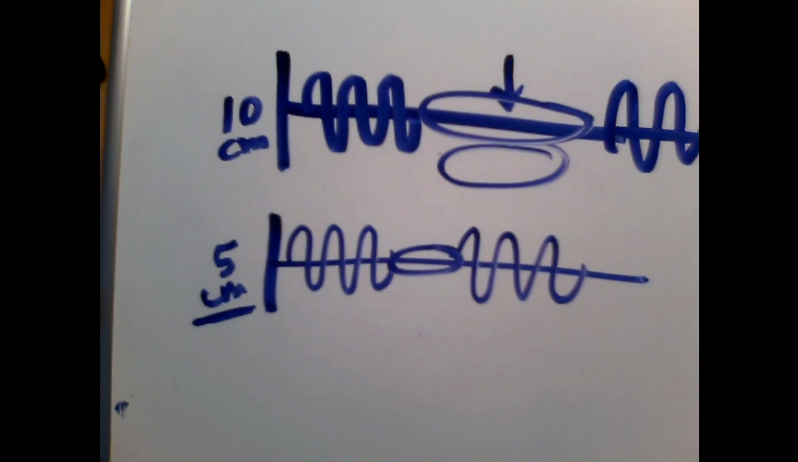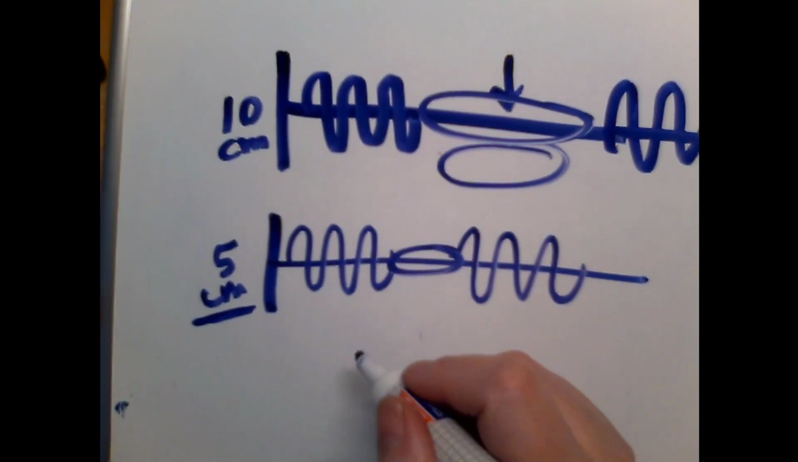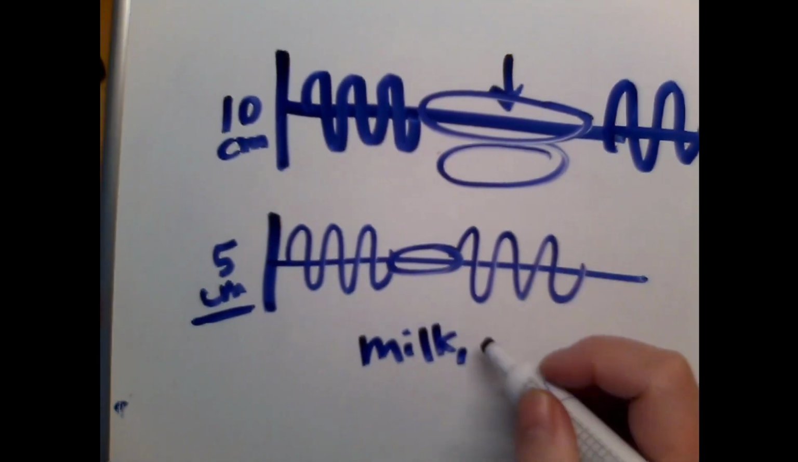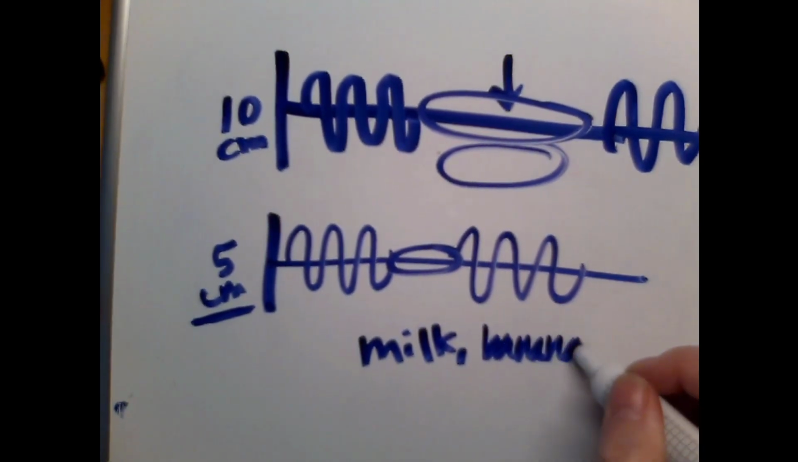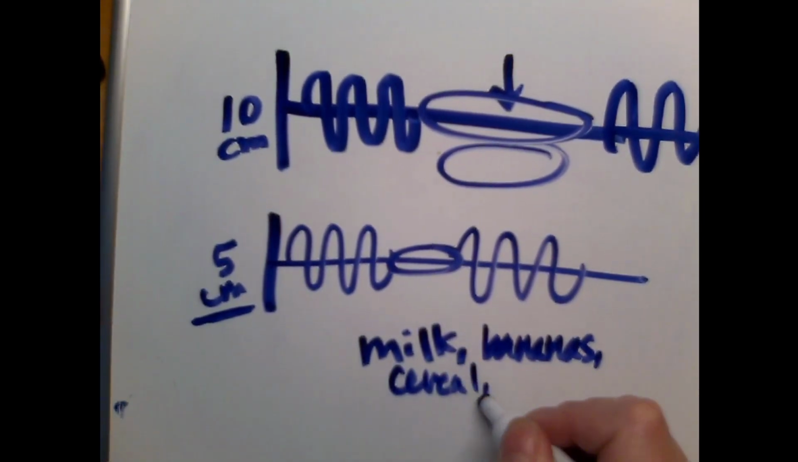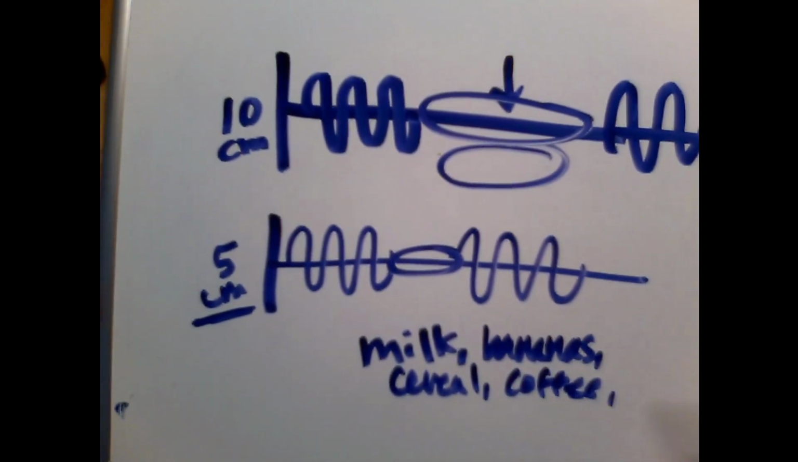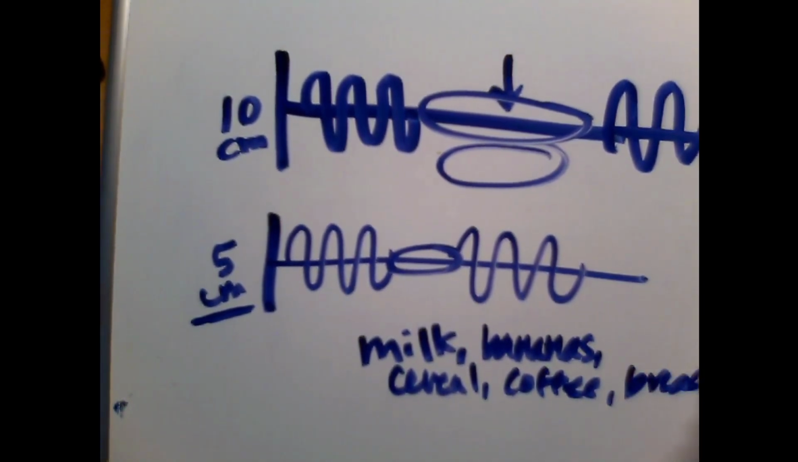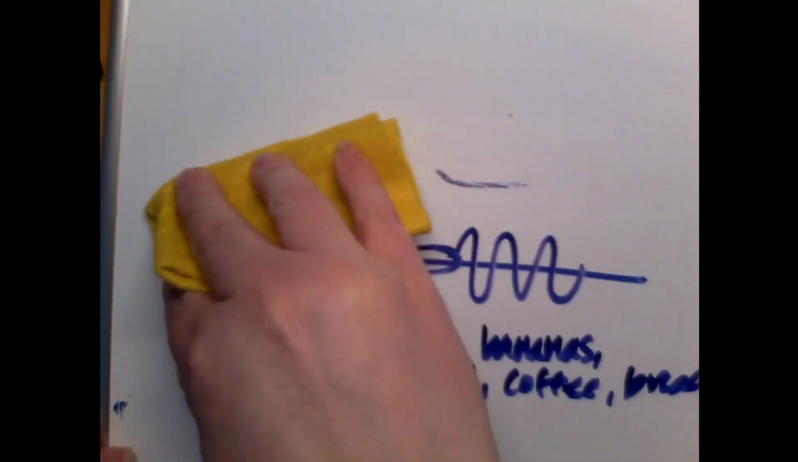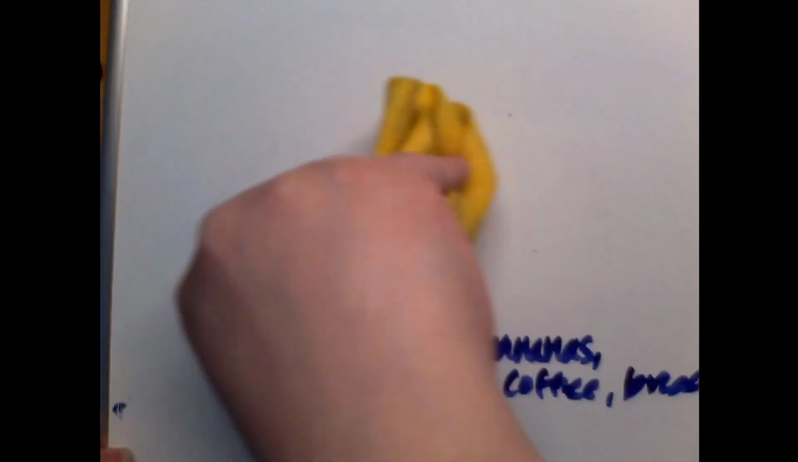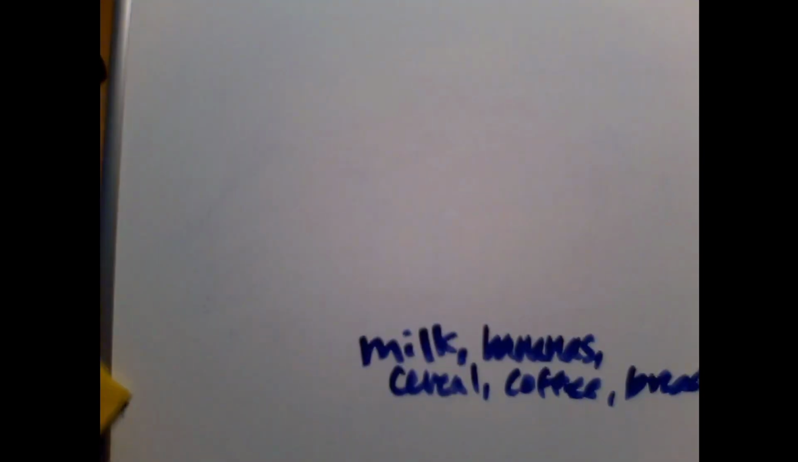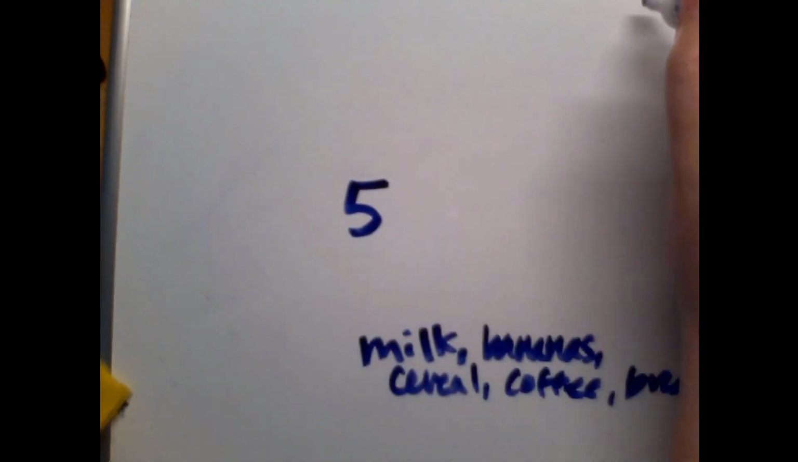So another example that I use is to think about a grocery list. Maybe you have to get 5 things on your grocery list. Let's say you have to get milk, bananas, cereal, coffee, and bread. Apparently we're having breakfast. Okay, so we have 5 things to get from the grocery store. And we have 2 grocery stores that are near our house. We have one that's 5 miles away, and we have one that's 10 miles away. So here's our 5-mile store, and here's our 10-mile store.